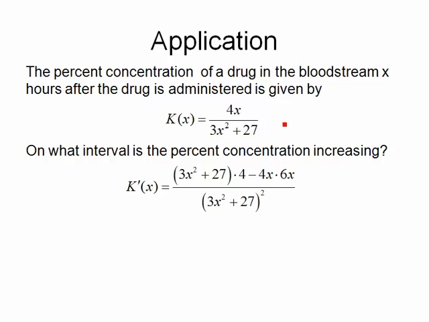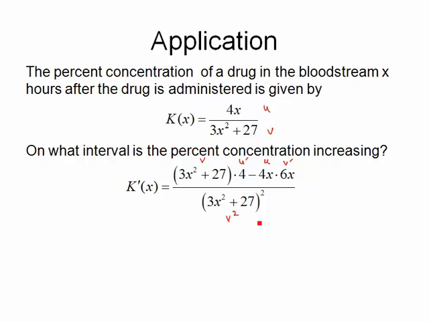So the first thing we need to do is take the derivative, and we'll do that with u and v, and apply the quotient rule. So the first piece you see in the derivative, 3x squared plus 27, is my v, times 4, that's the derivative of 4x, minus 4x, which was u, times the derivative v prime. Well, the derivative of the bottom part here is 6x, and on the bottom we have v squared.